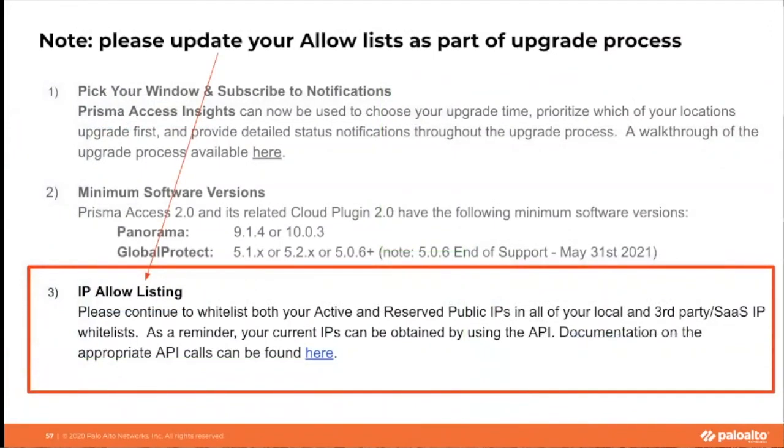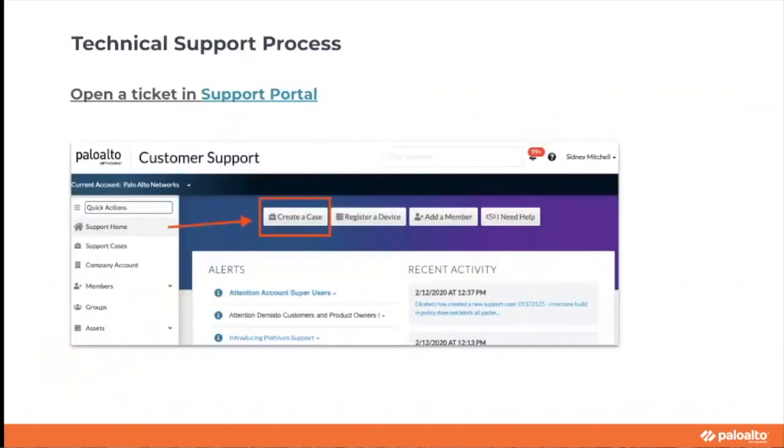Very important, I mention this every week and can't emphasize it enough: please do update your allow list as part of the upgrade process. Active and reserved public IPs must be whitelisted in your third-party and SaaS applications. I'm sure you all know the importance of that. And if you, along the way, run into any issues, please do use our world-class customer support team and open a ticket through the customer support portal.